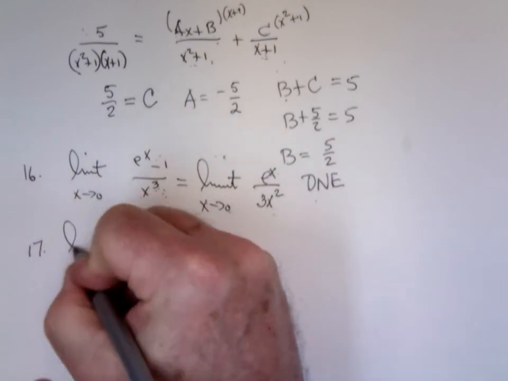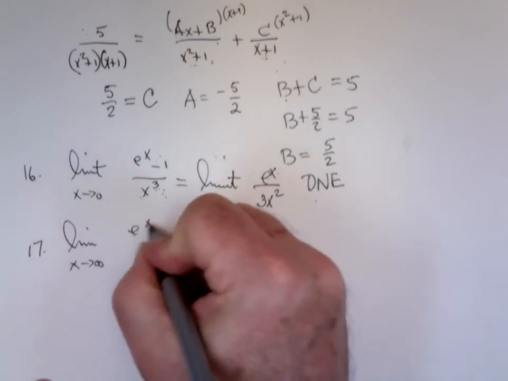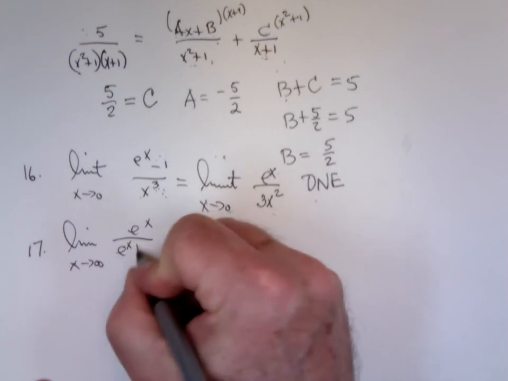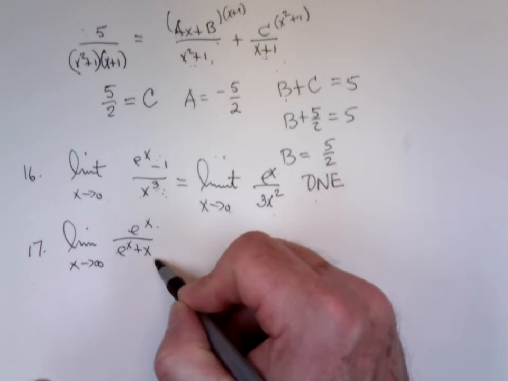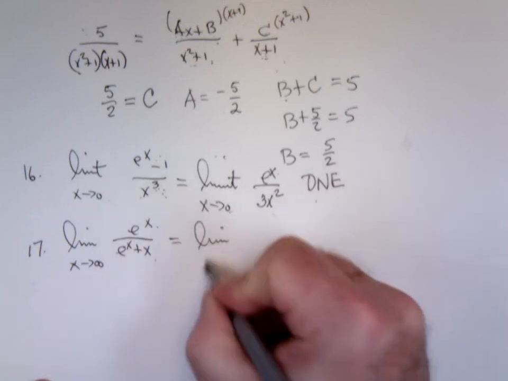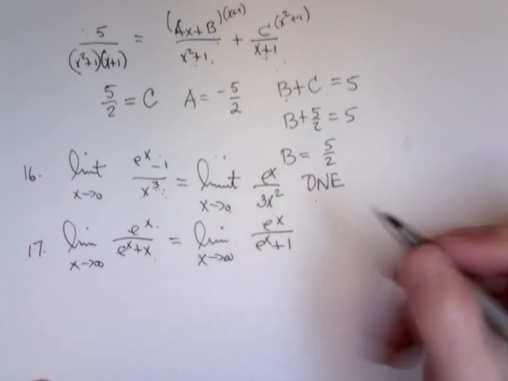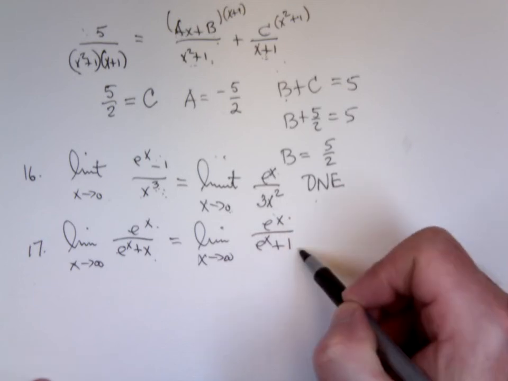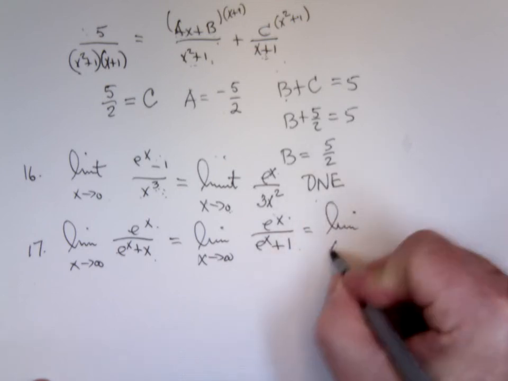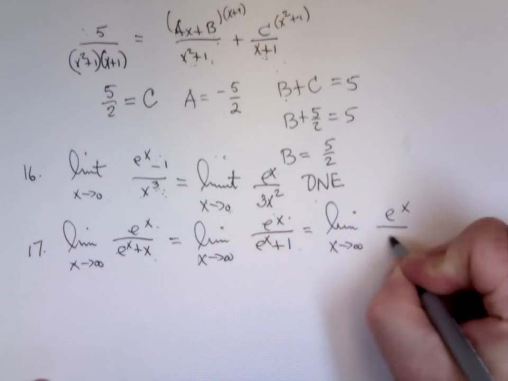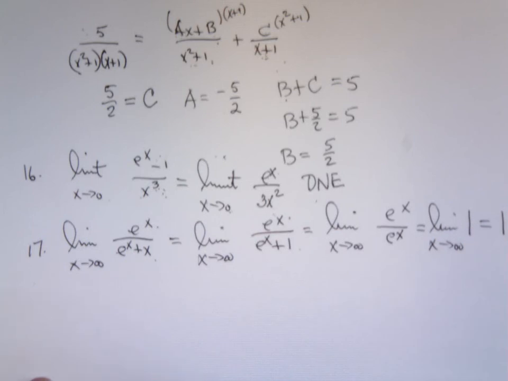Number 17, the limit as x goes to infinity of e to the x over e to the x plus x. Well, the numerator is going to infinity. The denominator is going to infinity. Use L'Hopital's. Derivative, derivative. Numerator is going to infinity, denominator is going to infinity. Use L'Hopital's again. Derivative, derivative. Whoa, that's equal to 1. The answer is 1. And that one was easy.